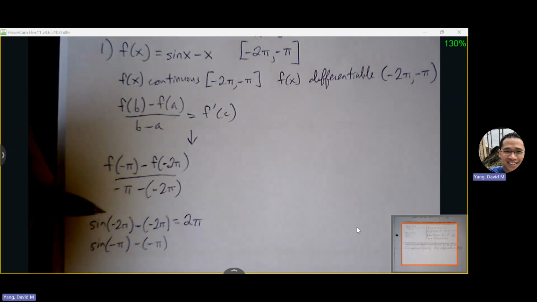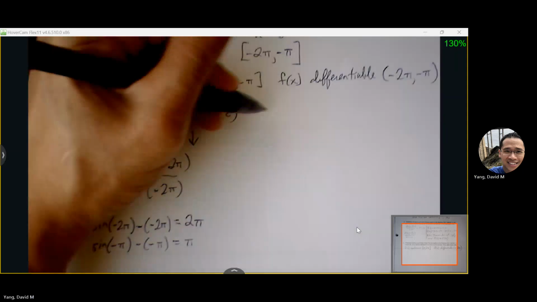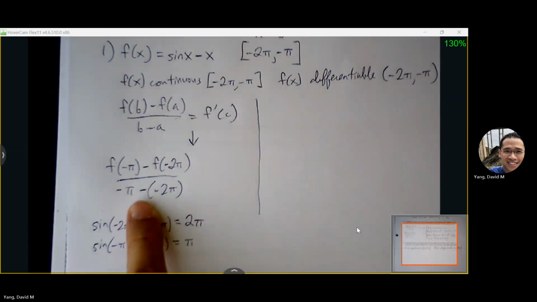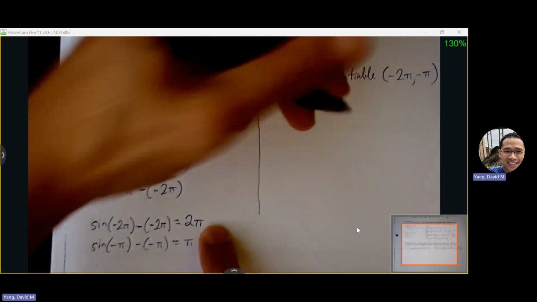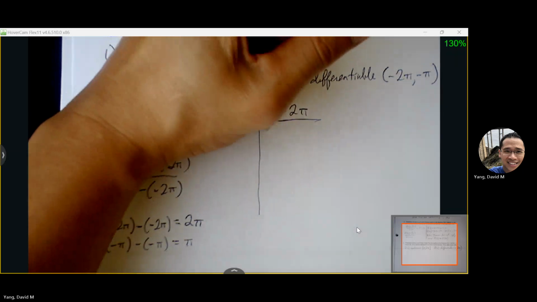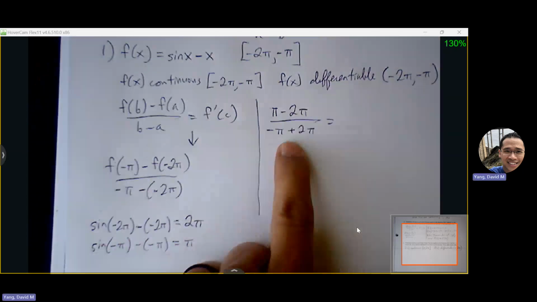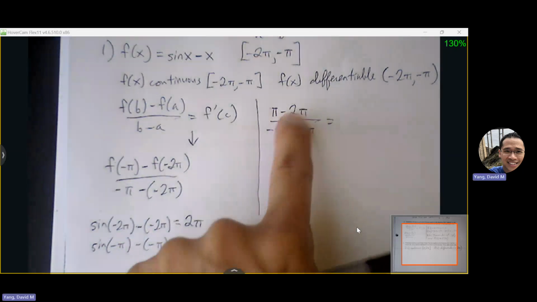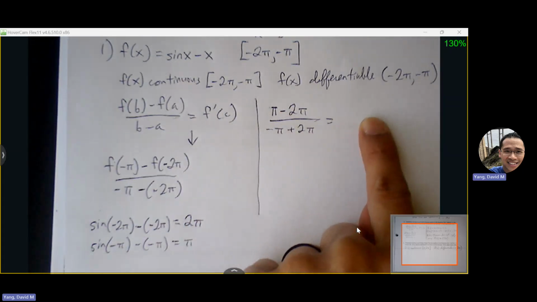Sine of negative pi, same thing as sine of pi, which is also 0. 0 plus pi is pi. So f of negative pi is going to be pi. F of negative 2 pi is just going to be 2 pi. So we have the slope information established. We have to now focus on the derivative side of things.